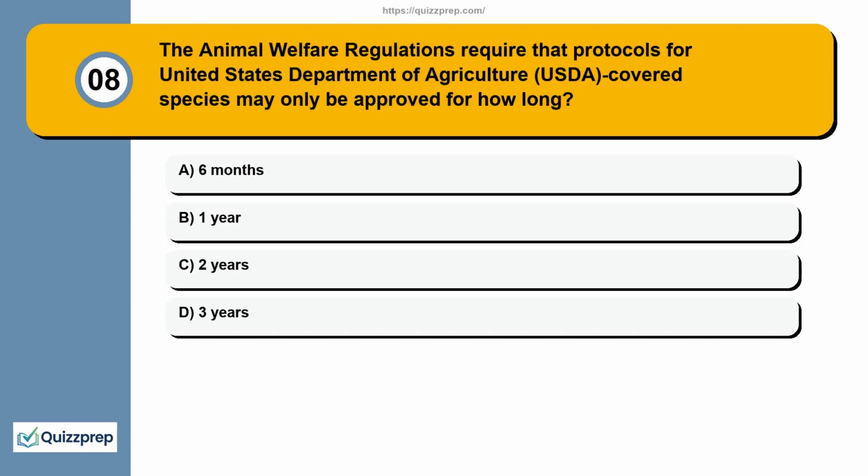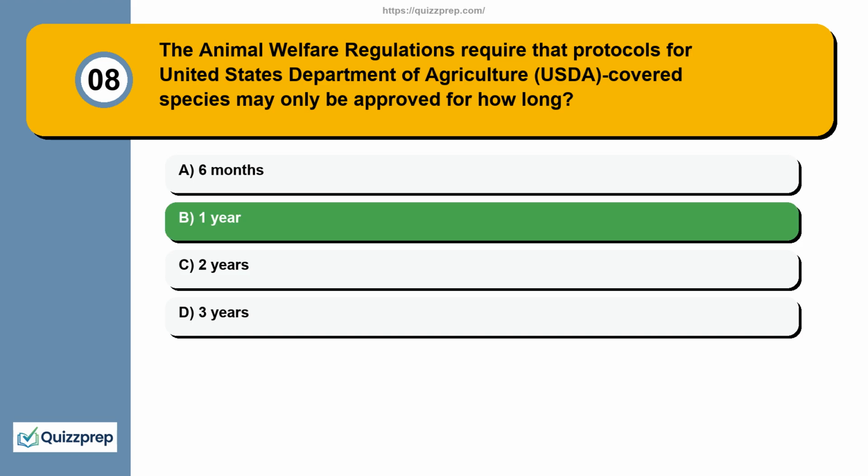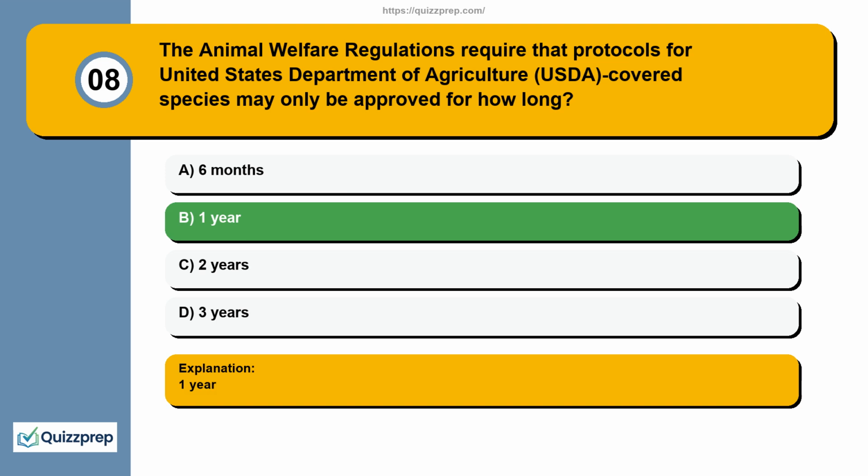Question 8. The animal welfare regulations require that protocols for United States Department of Agriculture, USDA, covered species may only be approved for how long? Option A. 6 months. Option B. 1 year. Option C. 2 years. Option D. 3 years. The correct answer is option B. 1 year.